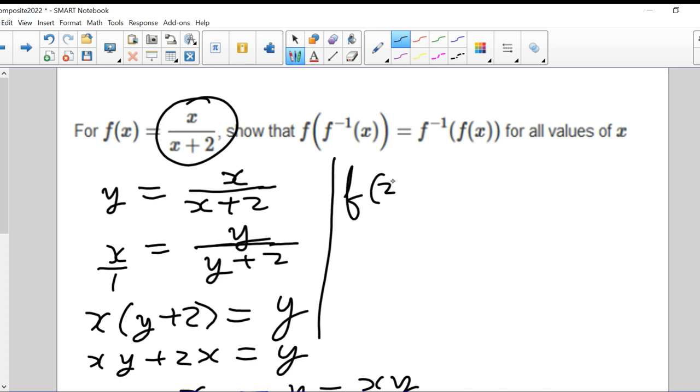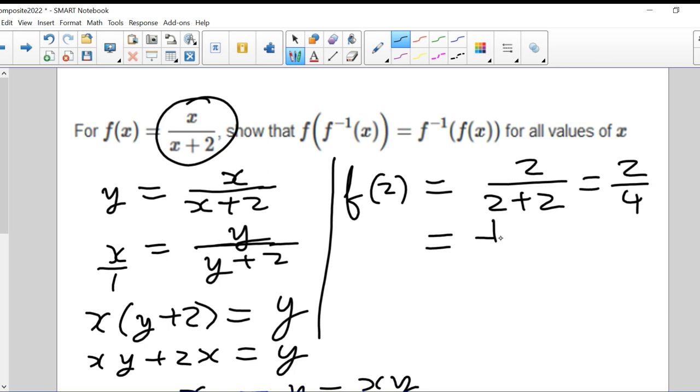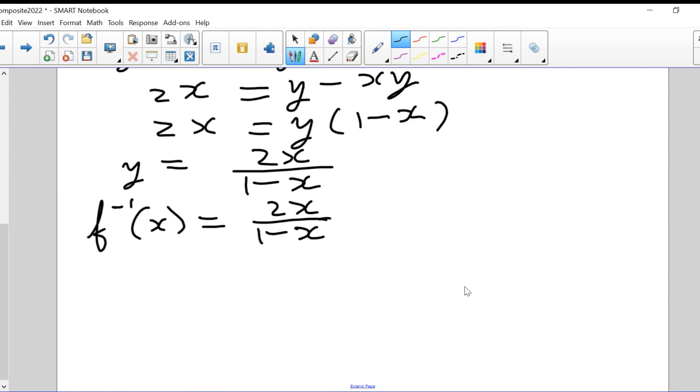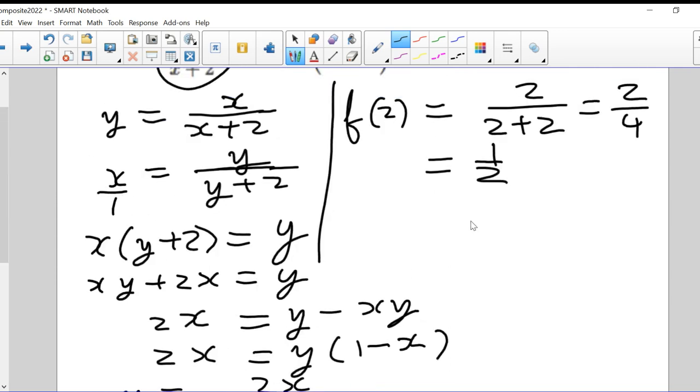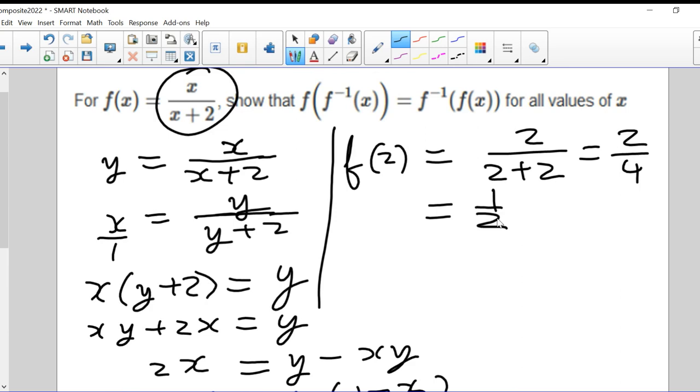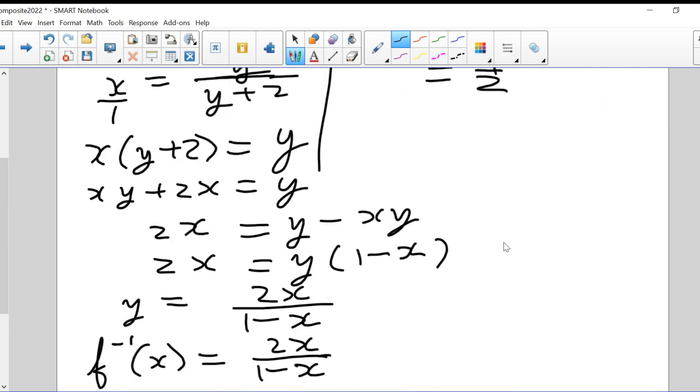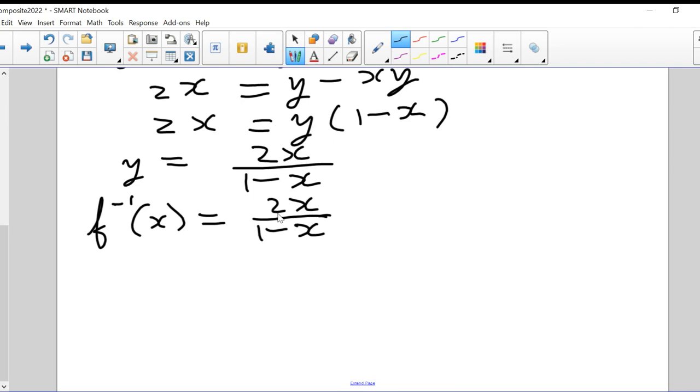The f of 2, I just circled the function, is equal to 2 over 2 plus 2, which of course is 2 over 4, which is a half. That's the number that Riddy gave me. Turns out that when you put 2 into this original function, you get a half. Put 2 in, I get a half out. Here's my inverse function. What do you think would happen if I put a half into this function?